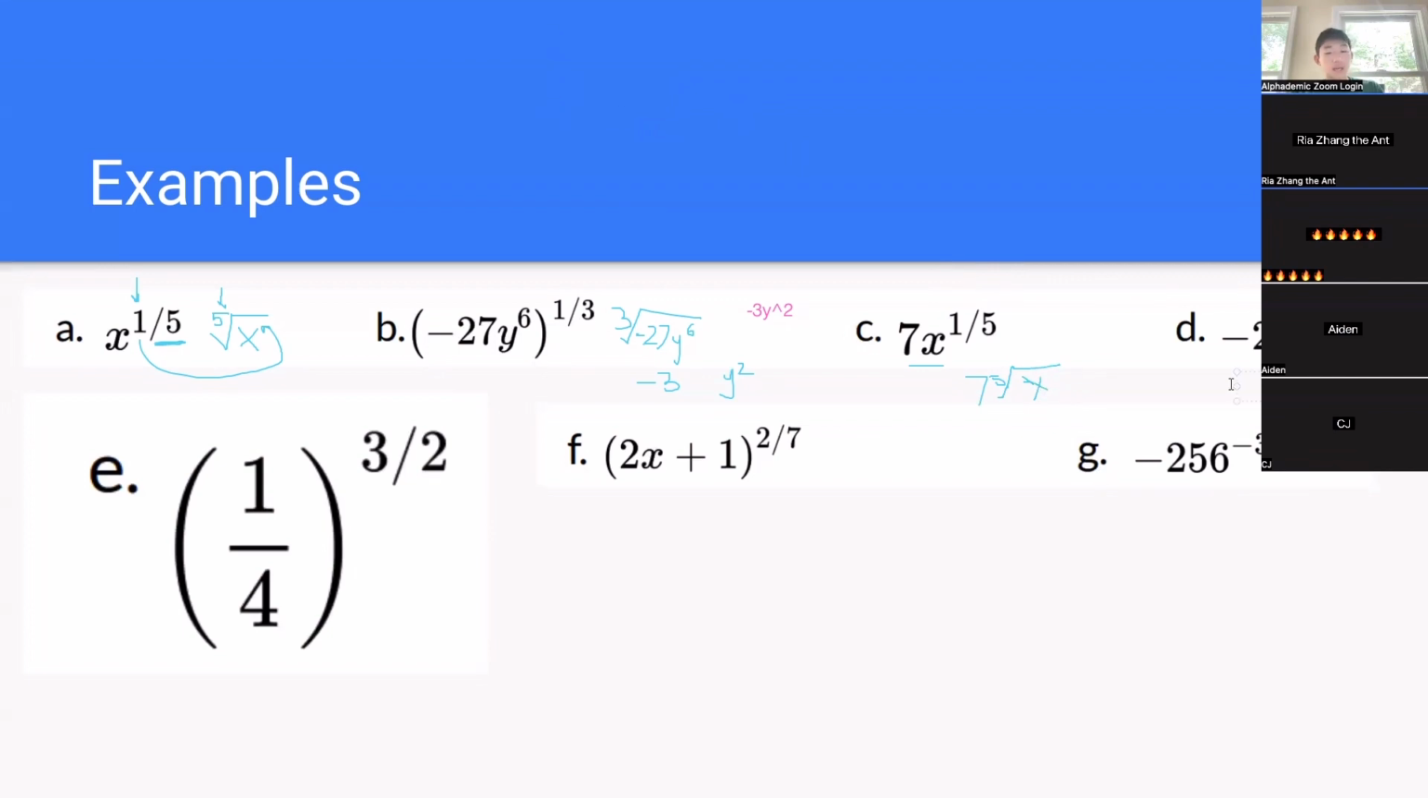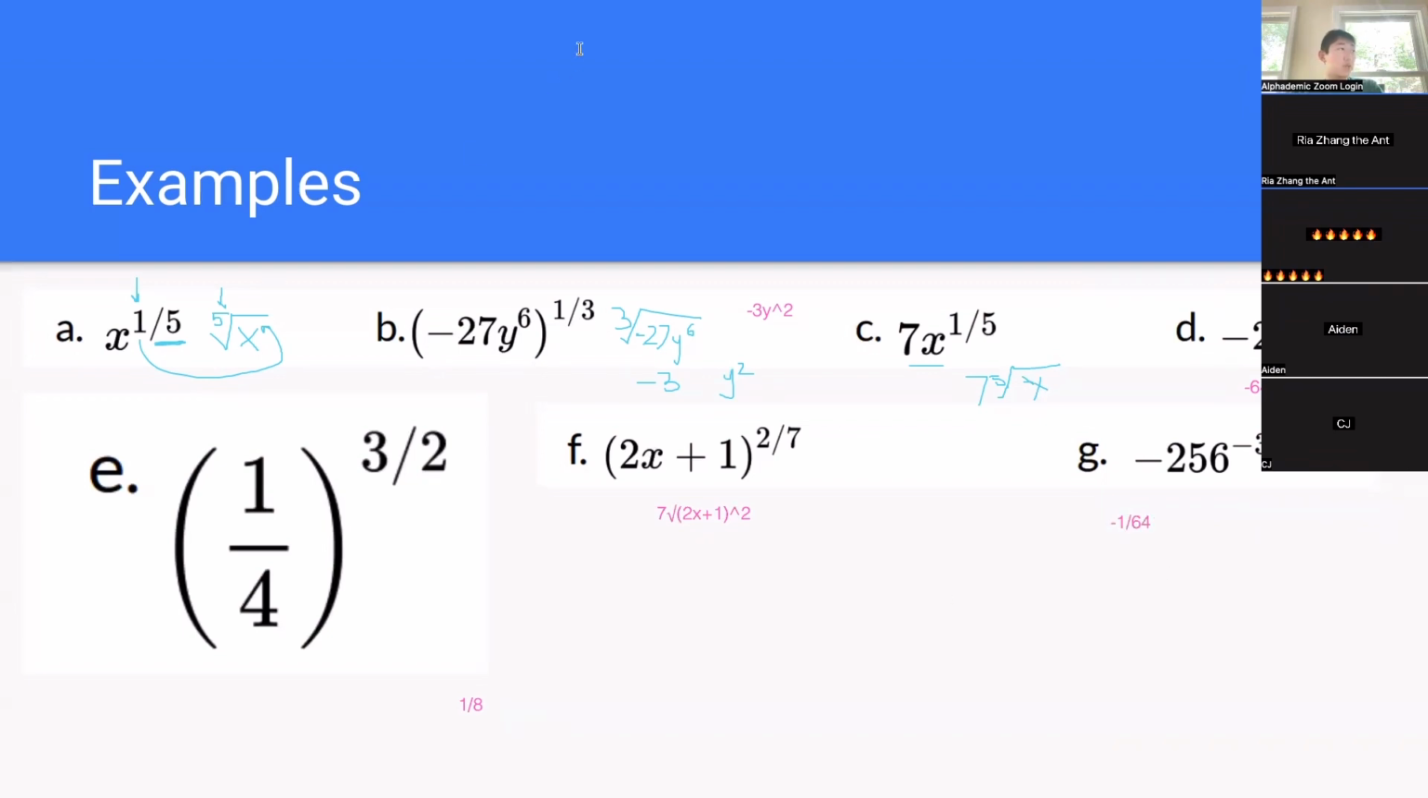Next one, you would get negative 64. For the next one, you get 1 over 8. The next one, you would just get the seventh root of 2x plus 1 squared. And then for the last one, you would get negative 1 divided by 64.